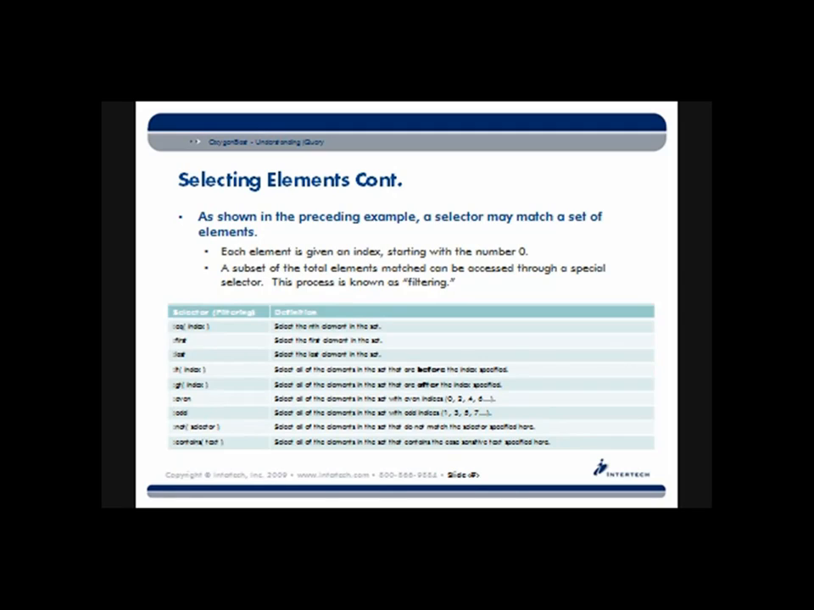All right, so again, let's get into the power of selecting elements. And that power is really going to come from filtering. Whenever I select a set of elements, each of those elements is going to be given an index. So the first element is going to have an index of 0. The next element is going to have an index of 1. And that gives me a way that I can grab a subset of the elements that I initially selected. And again, that's known as filtering.